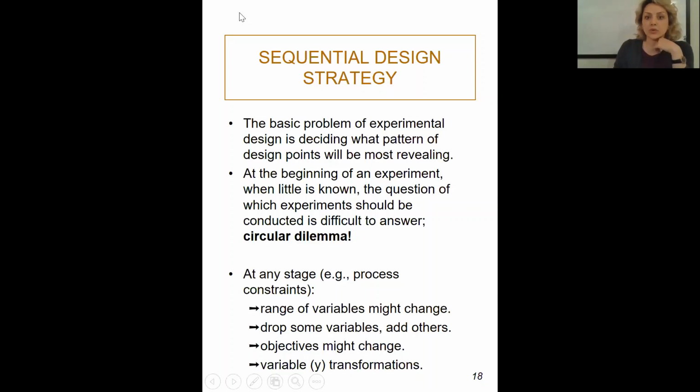Here is the sequential design strategy. The basic problem of experimental design is deciding what pattern of design points will be most revealing. At the beginning of an experiment, when little is known, the question of which experiment should be conducted is difficult to answer, right? But it's a circular dilemma. At any stage, the range of the variables might change.